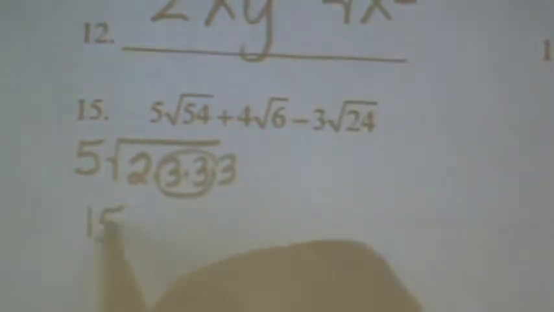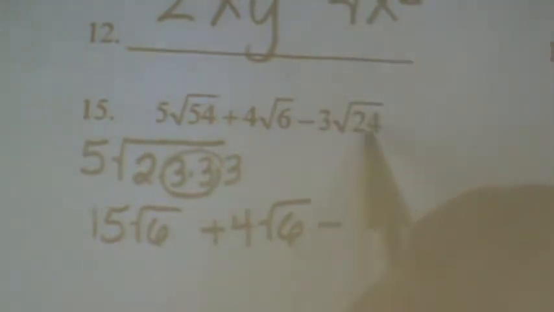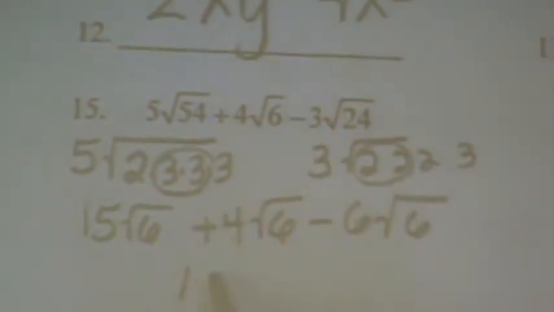You are going to rewrite the 54 here, and that would be 2 times 3 times 3 times 3. So we're taking 2 of these 3's out, you get 15 root 6 plus 4 root 6. And then this 3 root 2 times 2 times 2 times 3. So we take this 2 out and we have 6 root 6. So your answer is going to be 15 plus 4 is 19, and 19 minus 6 is 13.